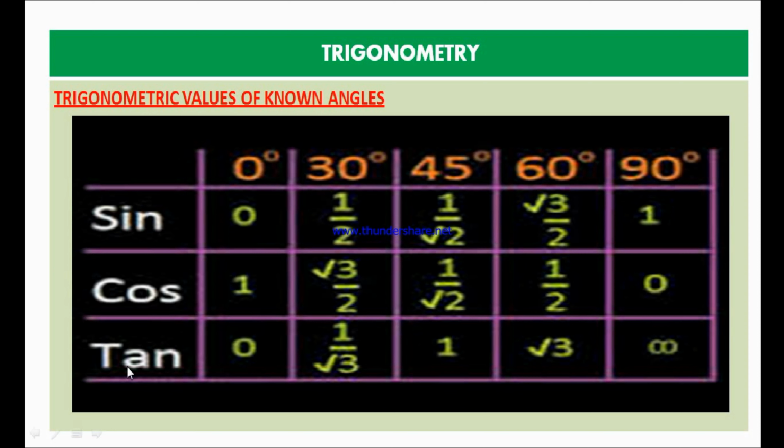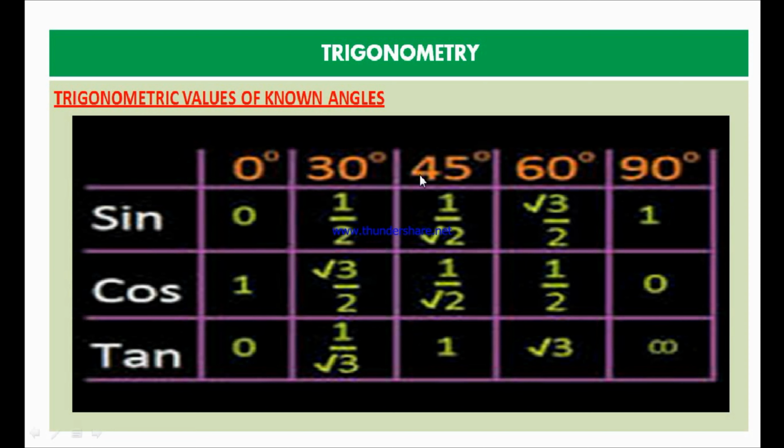Now, the third trigonometrical ratio is tan. In order to get the tan values, simply divide the sin value by the cos value. For example, tan 0 degrees is equal to sin 0 by cos 0, that is 0 by 1, which is 0. Tan 30 degrees is equal to 1 by 2 divided by root 3 by 2. You can cancel 2 and 2. Therefore, 1 by root 3 is the tan value.